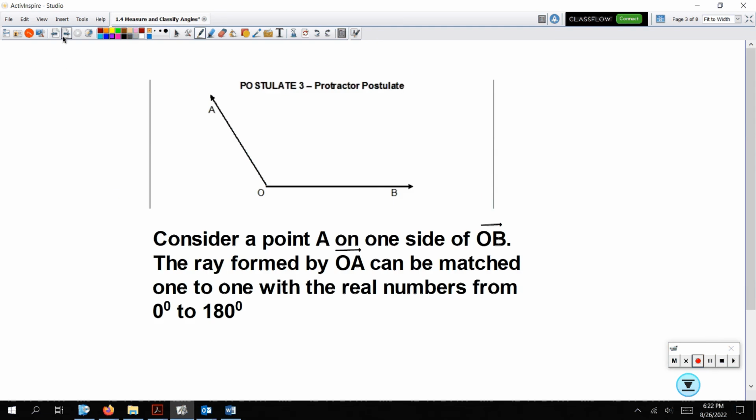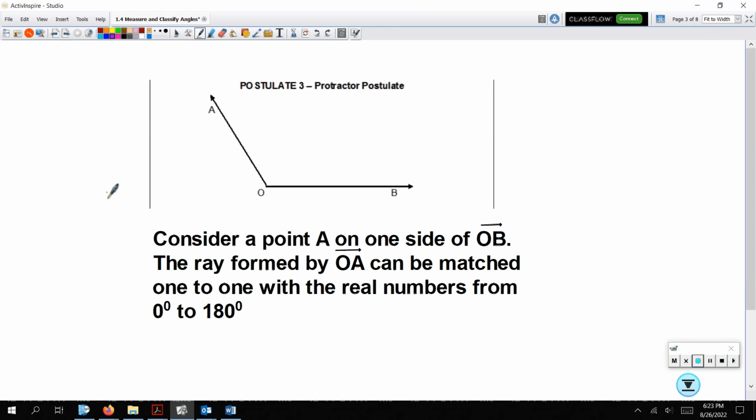All right, now we have our protractor postulate. Consider a point A on one side of OB. This information isn't on your notes, so you don't have to copy it down if you don't want to. The ray formed by OA can be matched one-to-one with the real numbers from 0 degrees to 180, meaning if you pretend this line flattens down here, that would be 0 degrees. Let's say it expands all the way over here, that would be 180.